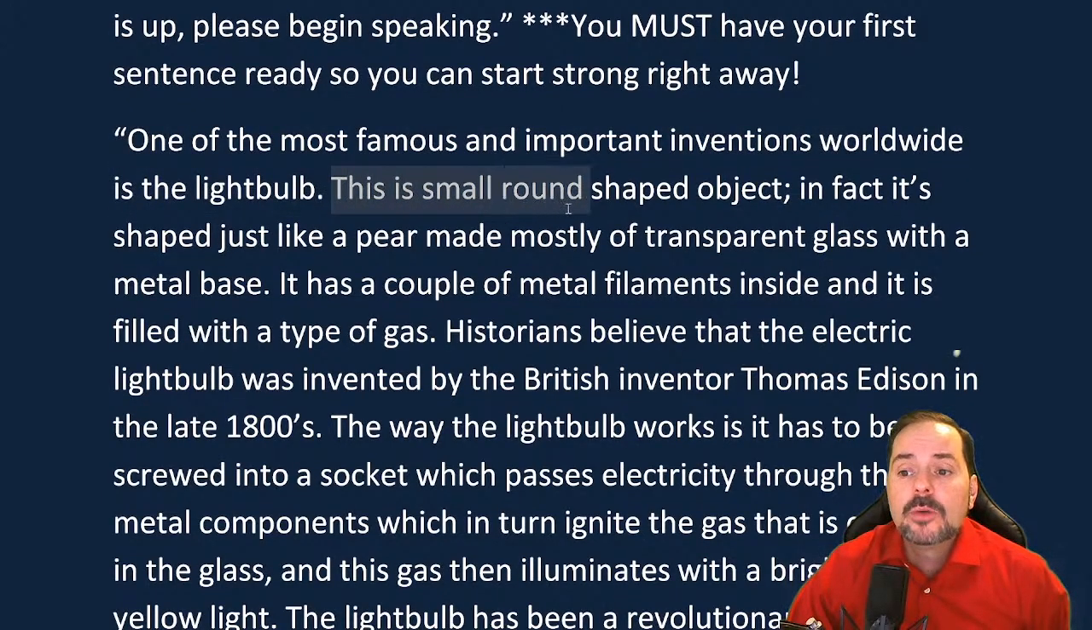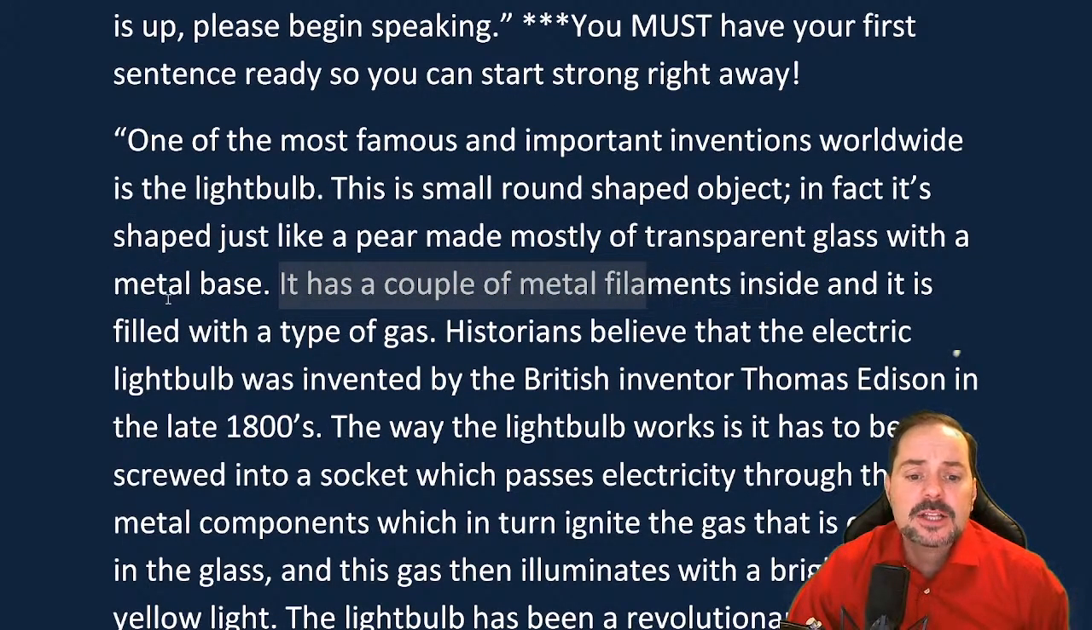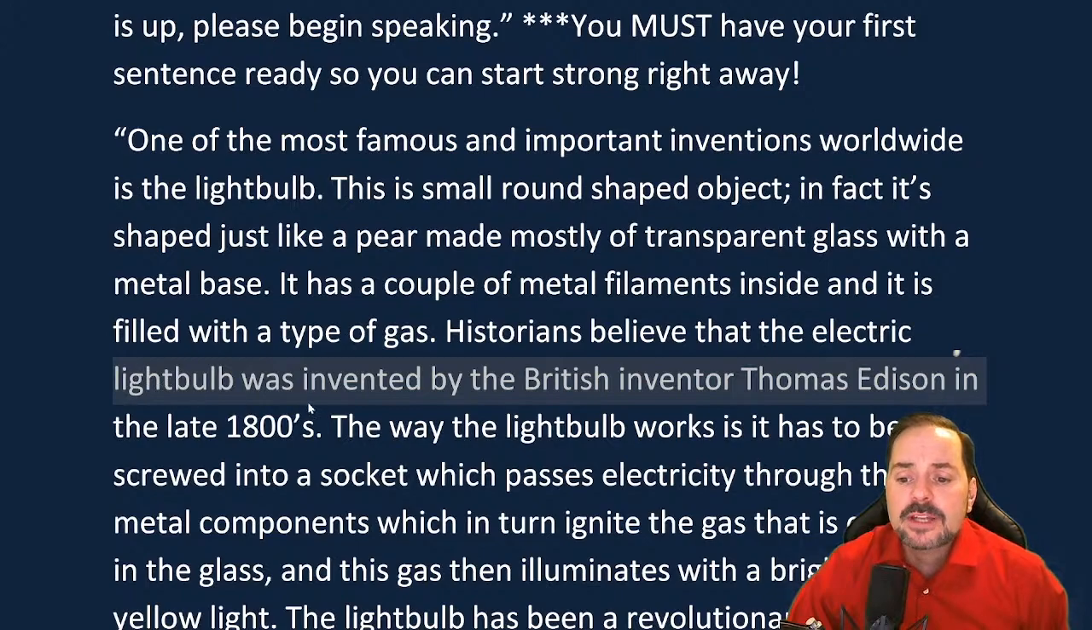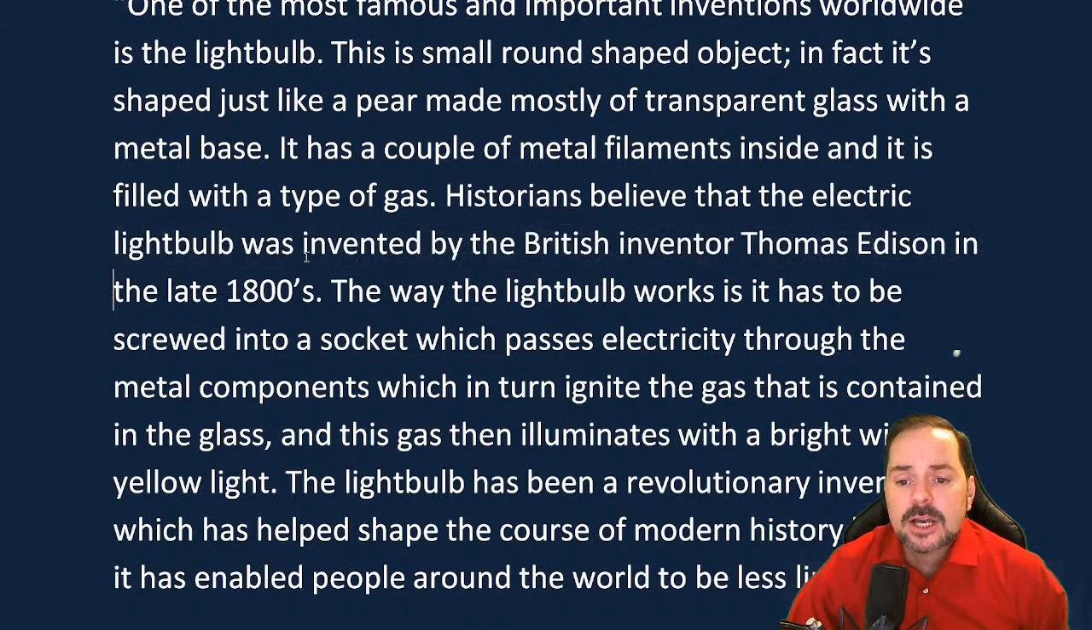This is a small round-shaped object. In fact, it's shaped just like a pear and made mostly of transparent glass with a metal base. It has a couple of metal filaments inside and it's filled with a type of gas. Historians believe that the electric light bulb was invented by the British inventor Thomas Edison in the late 1800s.